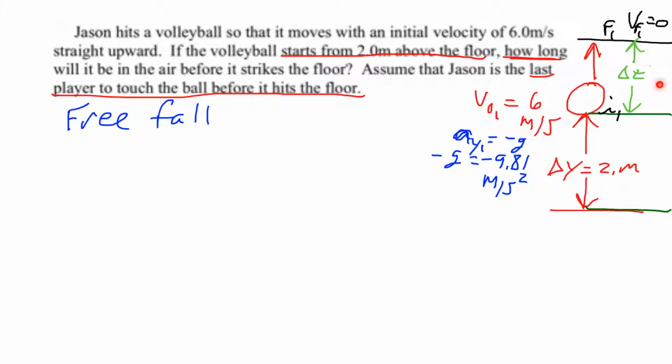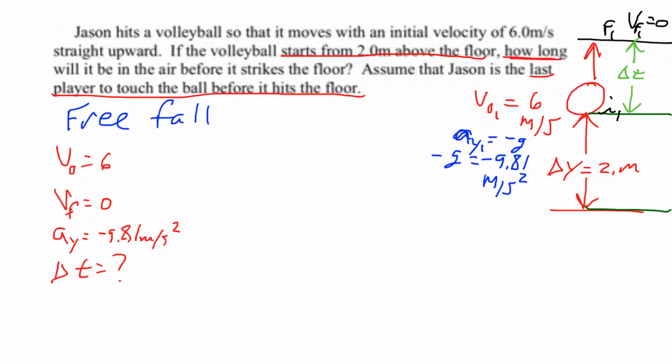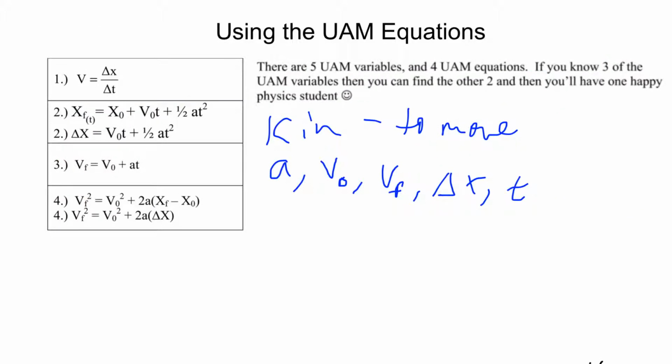So let's go ahead and calculate this right here. We've got our initial velocity, our final velocity, our acceleration, and we are trying to figure out the time. So we need a UAM equation that has these 4 variables and nothing else. It can't have anything else in there. Which one do you think it is? If I were you, I would probably go for this one right here: final velocity, initial velocity, acceleration, and time. That's the one I would use because it's the easiest.